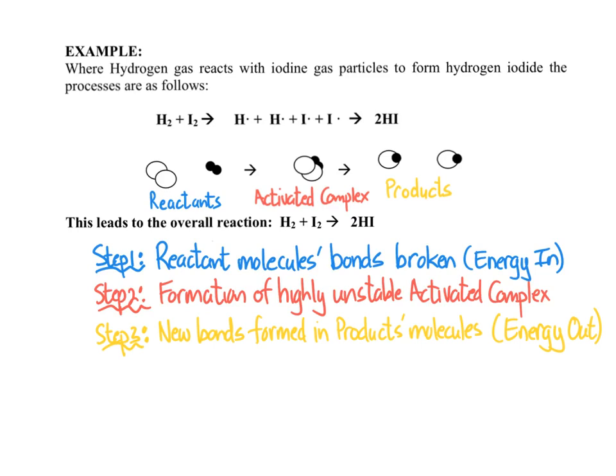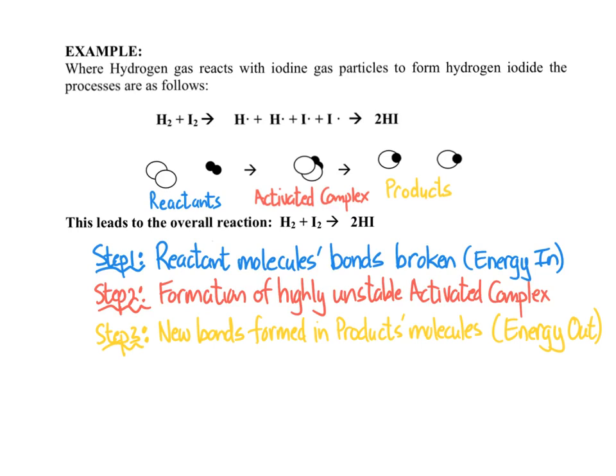Then in step 3, new bonds are formed as energy is given out to the environment, and these new bonds form part of what we call the products, which are the final substances that remain after the chemical reaction has taken place.